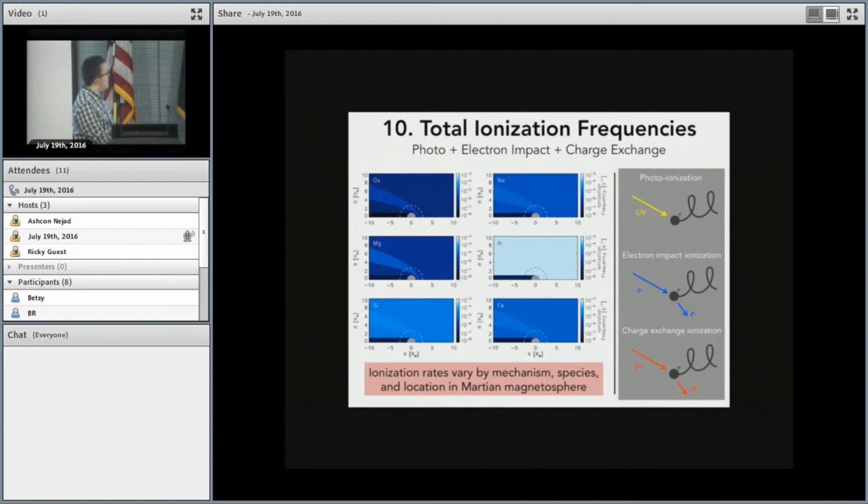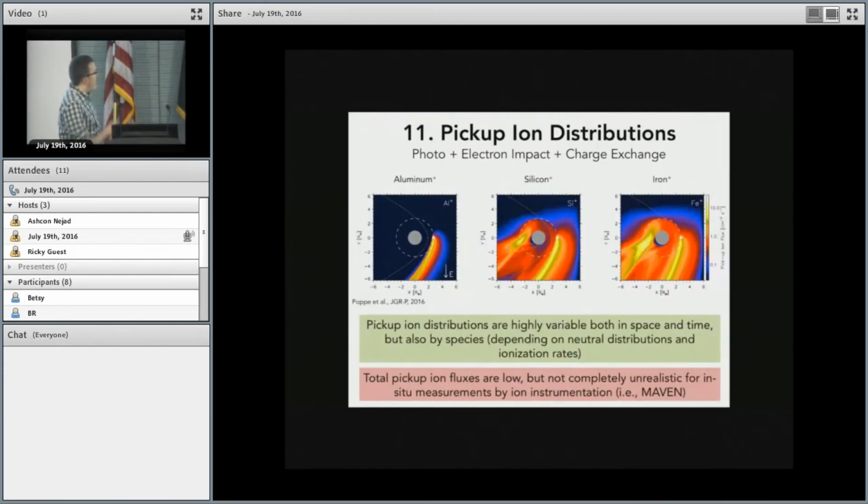These other structures that you can see in the other ones, this sort of bow-shaped structure is the Martian magnetosheath. The electron temperatures are hotter, so electron impact ionization is more efficient there. But using these compiled ionization rates, we can actually put the neutral model into these ionization rates and generate pickup ions and look at their fluxes. That model produces a lot of results, but I'll go ahead and highlight a couple here. This is for aluminum ions, silicon ions, and iron ions. And what you're looking at is in the ecliptic plane.